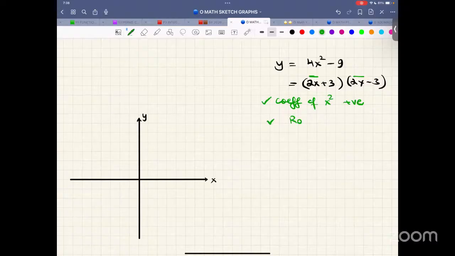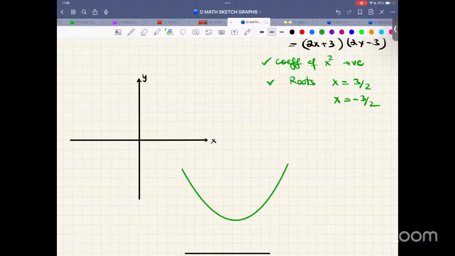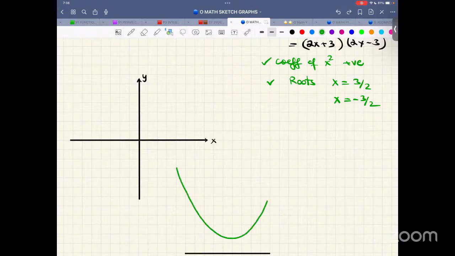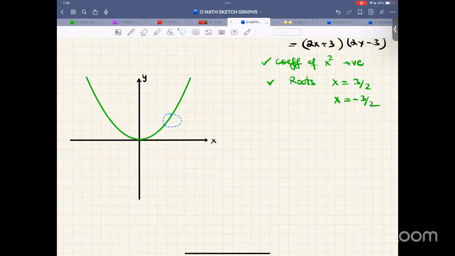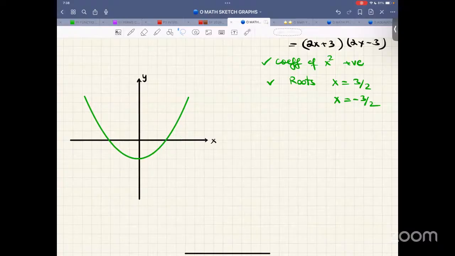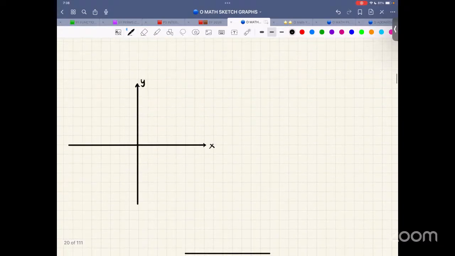And when I talk about the roots, 2x minus 3 equals 0, x is 3 over 2, and x is negative 3 over 2. So let's draw it. Just a curve like this. Let me make it thinner. Okay. Now let me take this, fit it over here. Okay. So now over here, we have this thing. This is negative 3 over 2. This is positive 3 over 2. And let me draw one more.